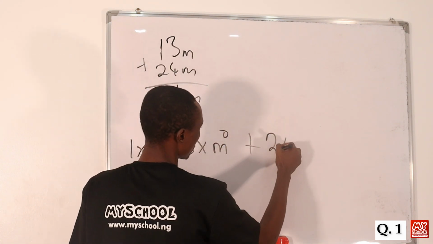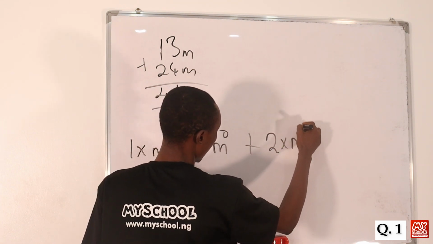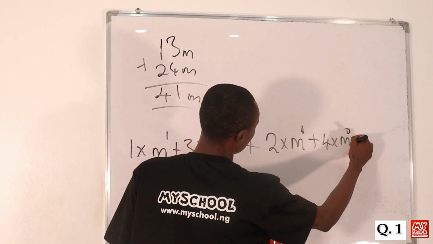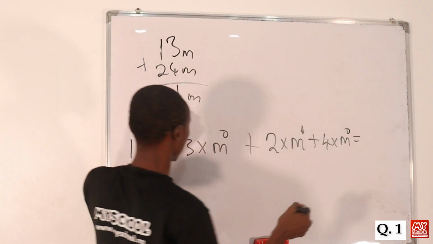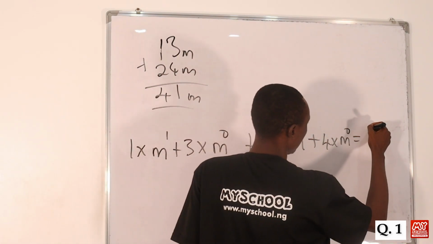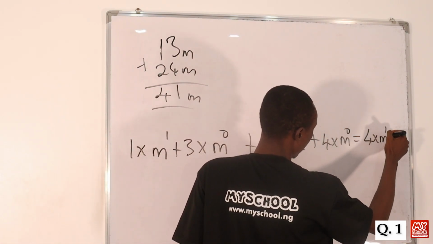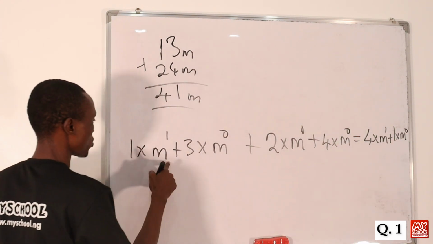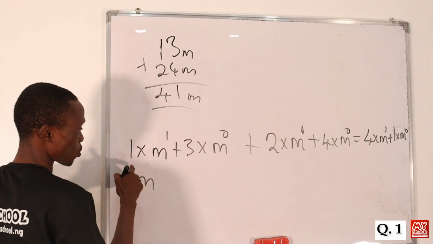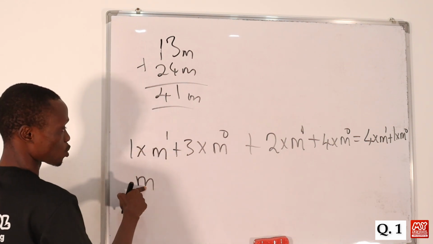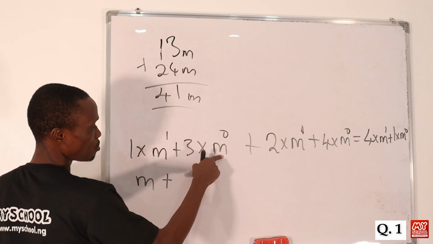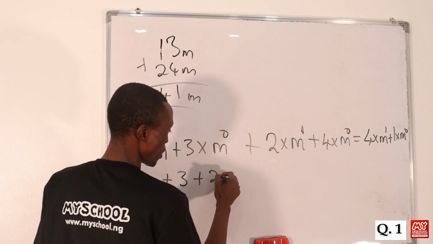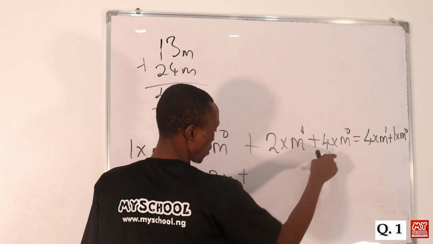Then you'll be having 2 times m raised to power 1, then plus 4 times m raised to power 0, and this will be equal to 41 in base m, to still convert it to base 10. So here we'll be having 4 times m raised to power 1, then plus 1 times m raised to power 0. If we simplify here, we'll be having just m, because 1 times m raised to power 1 will be equal to m. Then plus, remember, any value raised to power 0 is 1. So here we'll be having 3. Then plus, here we'll be having 2m. Then plus, of course, here we'll be having just 4.